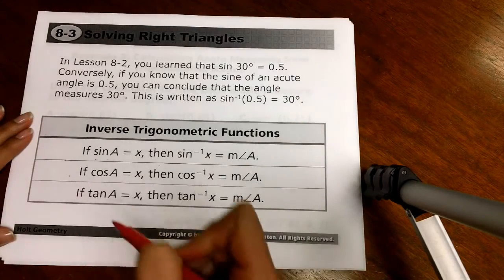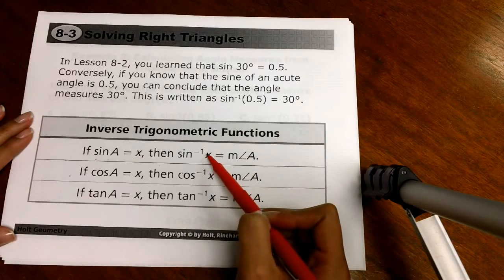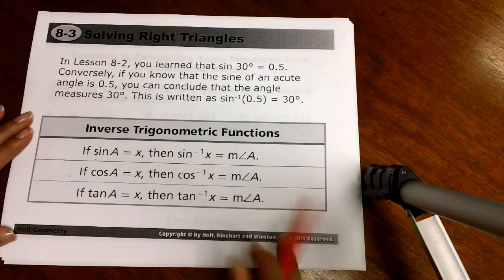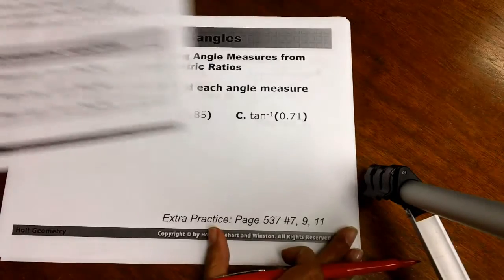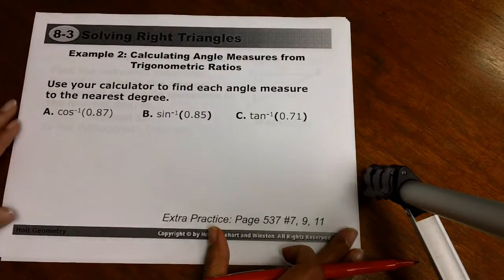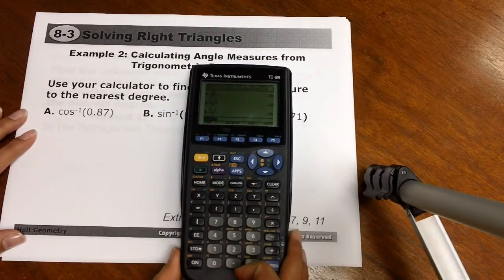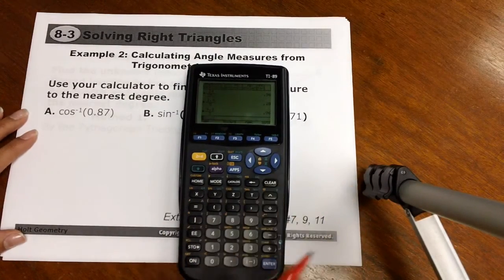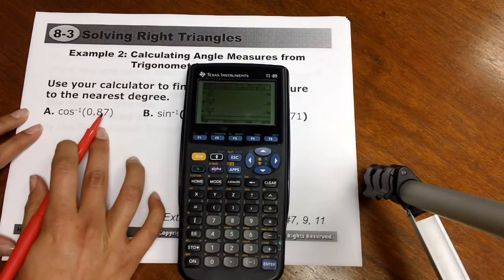So today in class we talked about sine, cosine, and tangent. Tonight you're going to be working on the inverse of sine, cosine, and tangent, and that's what the negative one means. The inverse of. So we're working backwards. You're going to take your calculator that you picked up today after school, or if you have your own, and you're going to put cosine inverse of 87/100ths.